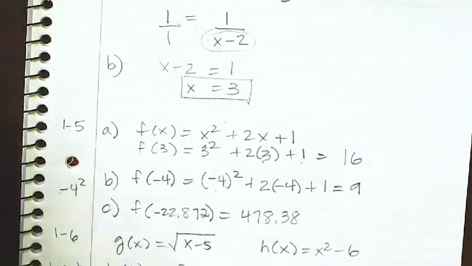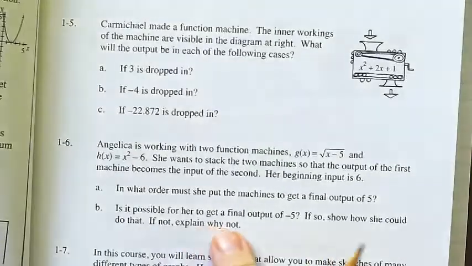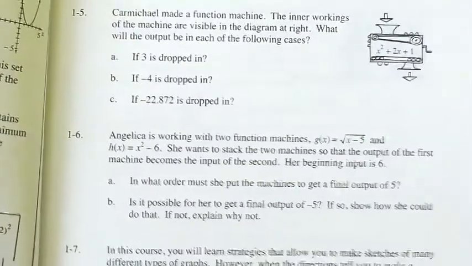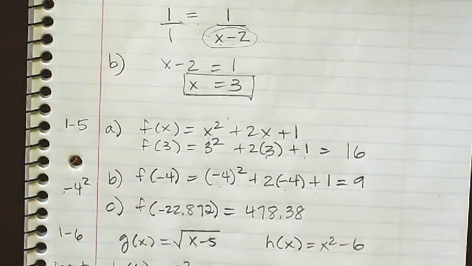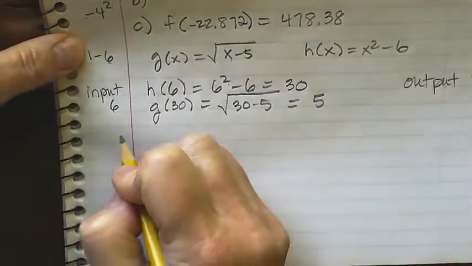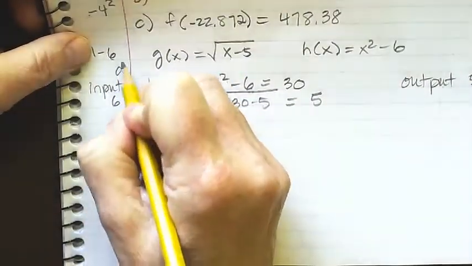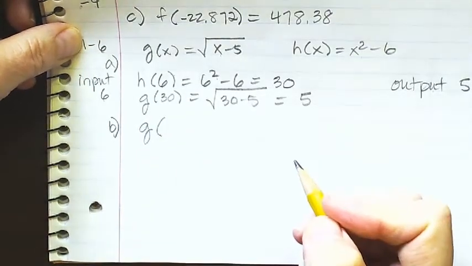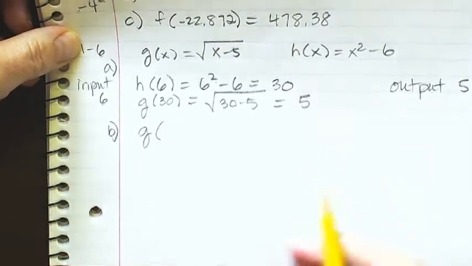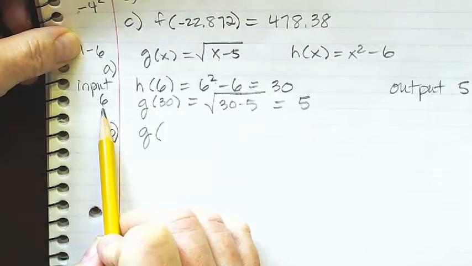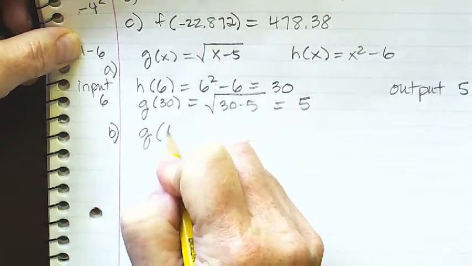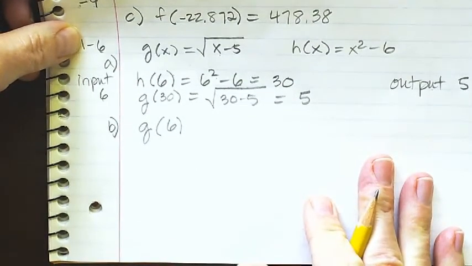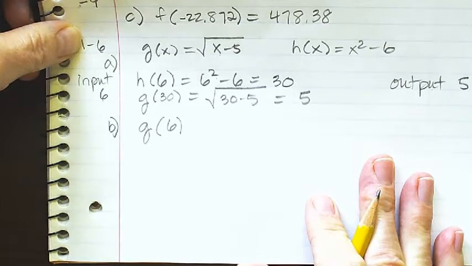And then part B says, is it possible for her to get a final output of -5? If so, show how she could do that. If not, explain why not. If you do the opposite order, you will get, so what did it say? Is it possible to get a final output of -5? Oh, okay, with the same input. So G of 6 will give you, wait, I'm missing some. Is it possible for her to get a final output of -5?